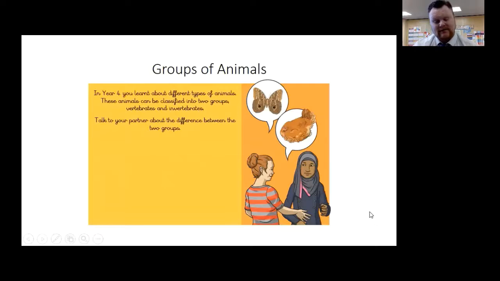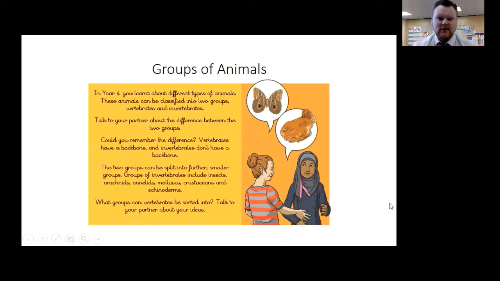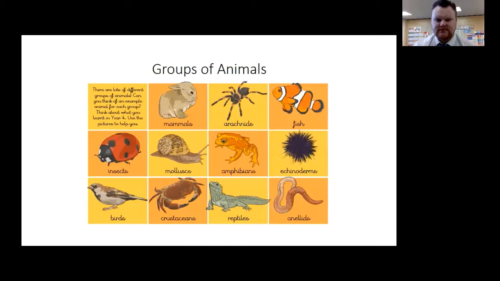Okay, in year 4, and in your year groups across school, you've learned about different types of animals, classed into 2 groups, which we should know: vertebrates and invertebrates. The difference was that vertebrates have a backbone, invertebrates don't have a backbone, and then we can split those down into groups again. Vertebrates can be sorted into mammals, birds, fish, reptiles, and amphibians. There are lots of different groups of animals. Can you think of an example animal for each group? Think about what you've learned, not just in year 4, but previously across school.